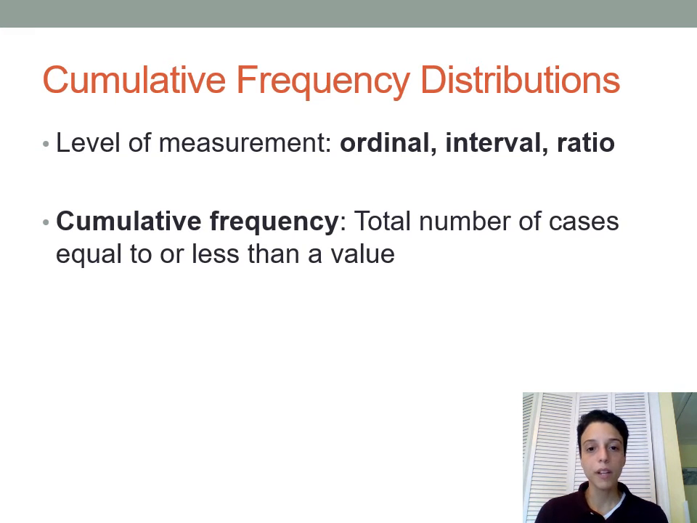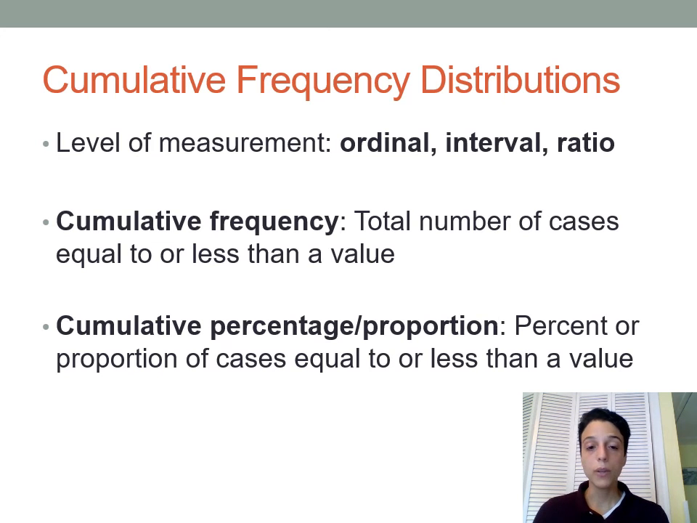And a definition for a cumulative frequency is the total number of cases that are equal to or less than some particular value in your sample. You can do the same thing for a percentage or proportion, so you could find the percent or proportion of cases that are equal to or less than a value in your sample. And this is another one where I think looking at the words isn't too helpful, so we're going to jump back over to the example and find some cumulative frequencies and cumulative percentages in our example data.